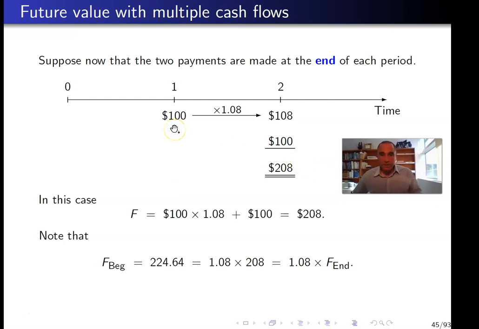Same problem, but the money is placed in the account at the end of each period. So here we lose 1 period of interest. Okay, so 208 happens to be 224.64 divided by 1.08, simply because all the money invested in the account this way earns 1 less period of interest. So everything is discounted by 1 plus the interest rate, and the future value is 208 instead of 224.64.